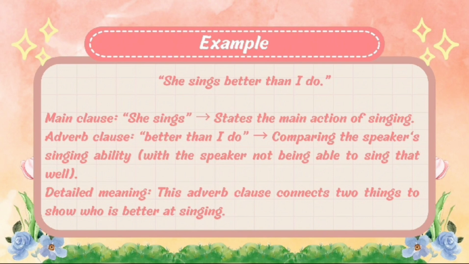The main clause of this sentence is she sings. So this clause states the main action of singing. The adverb clause is better than I do. This clause compares the speaker's singing ability with the subject's singing ability. This adverb clause connects two things to show who is better at singing.